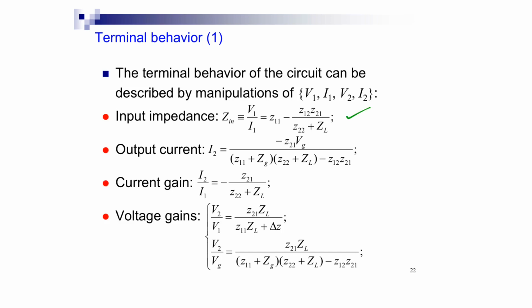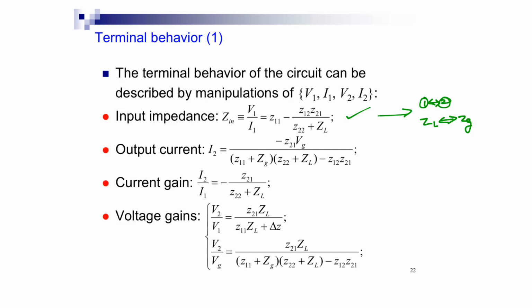Zin, the input impedance or Thevenin's equivalent impedance at port 1. This is Zin, V1 by I1. It is simply the same, where 1 is replaced with 2, that means 2 is replaced with 1. So with bidirectional, 1 and 2 are interchanged, and ZL is replaced with ZG. You will get the same equation.